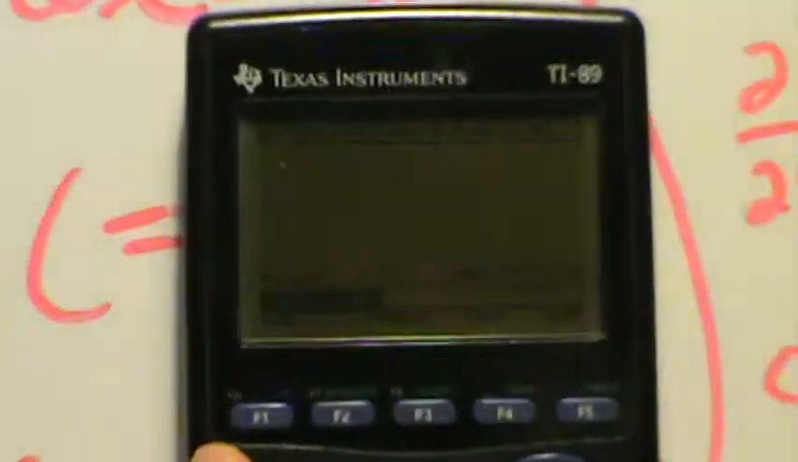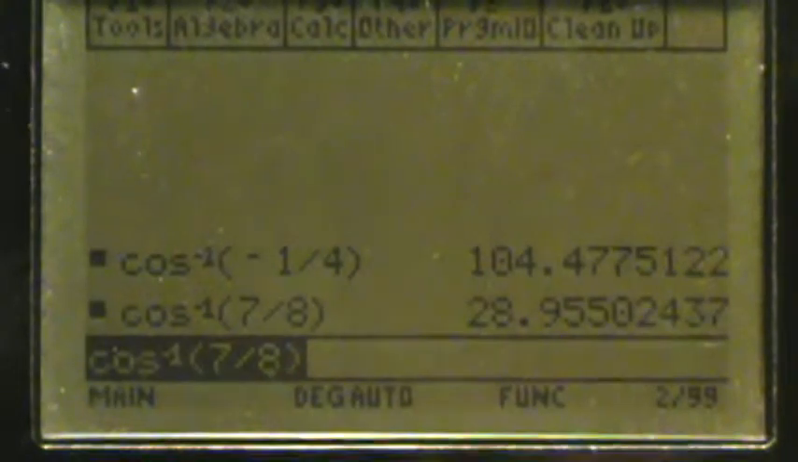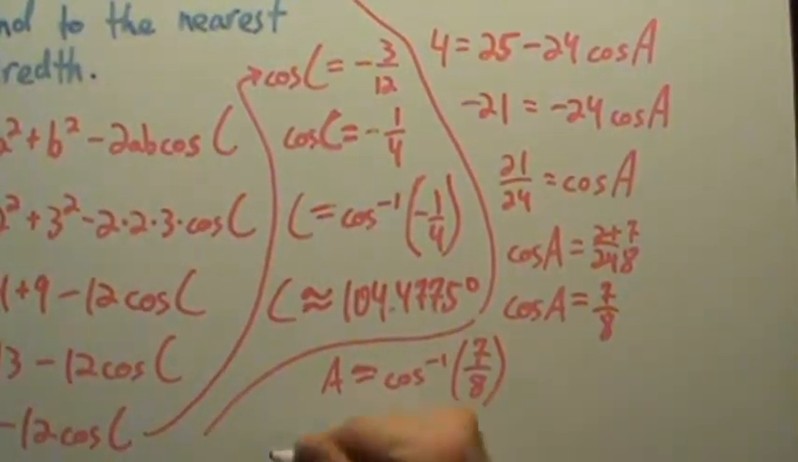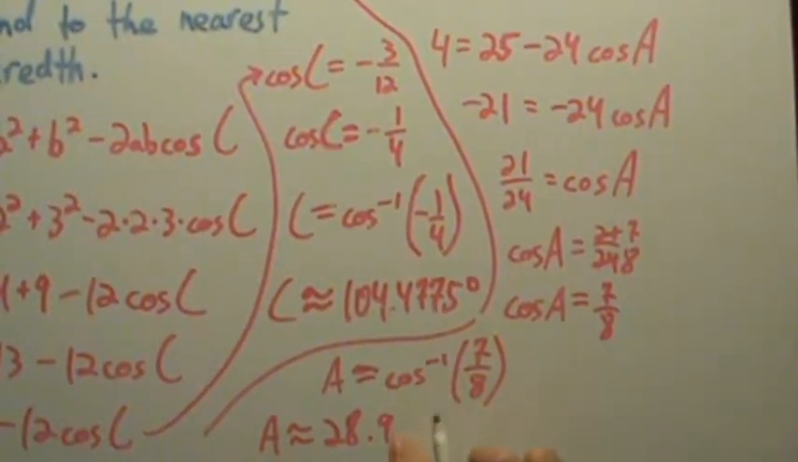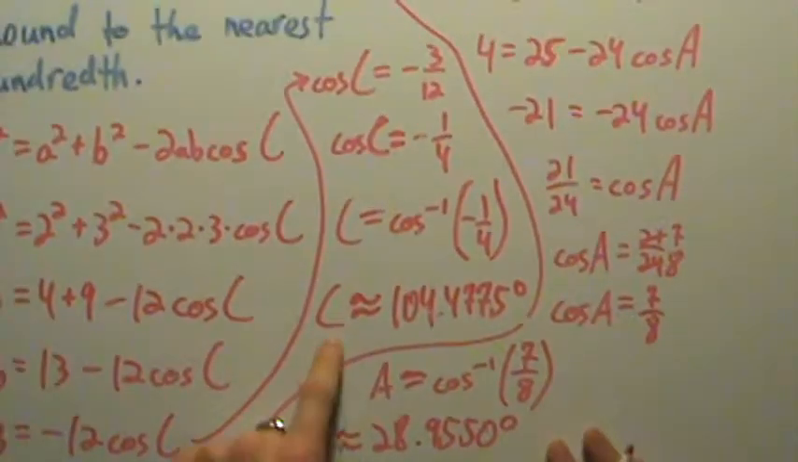And let's see what that is. So again, make sure we're in degree mode, and we want the inverse cosine of 7 over 8, and that's approximately 28.9550. So again, keep it out to 4 decimals until we get everything, then we can round it off to 2 in the end. So 28.9550 degrees approximately. Okay, so A is approximately 28.9550 degrees.